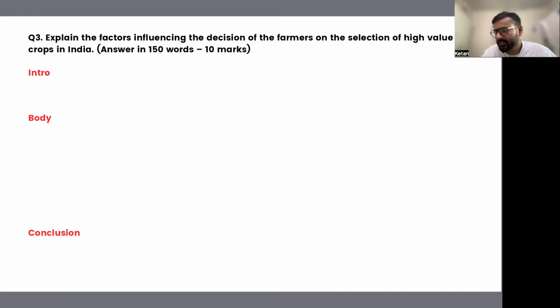So what are the various factors? You can broadly divide it into demand side factors and supply side factors. Okay, so this will come in your body.